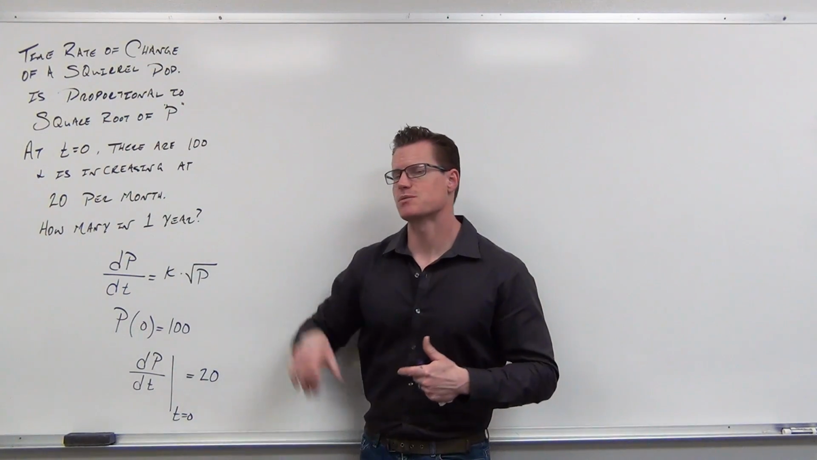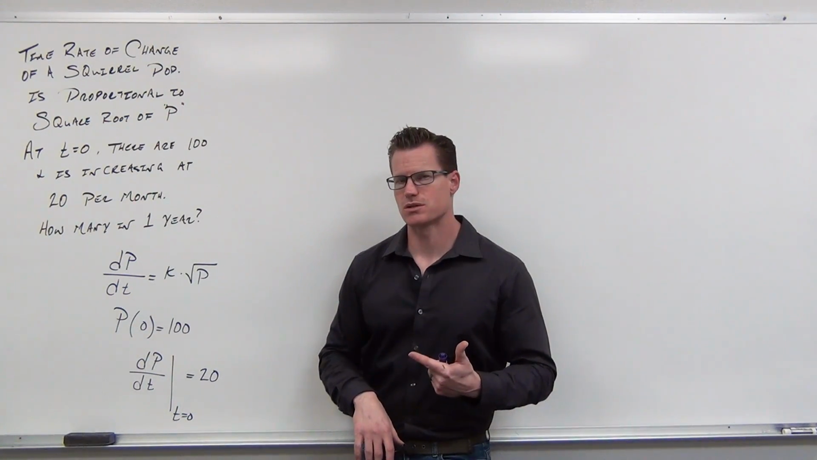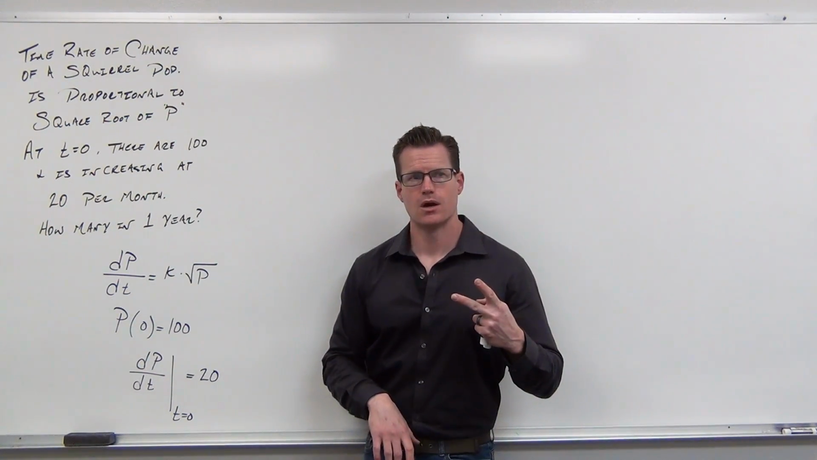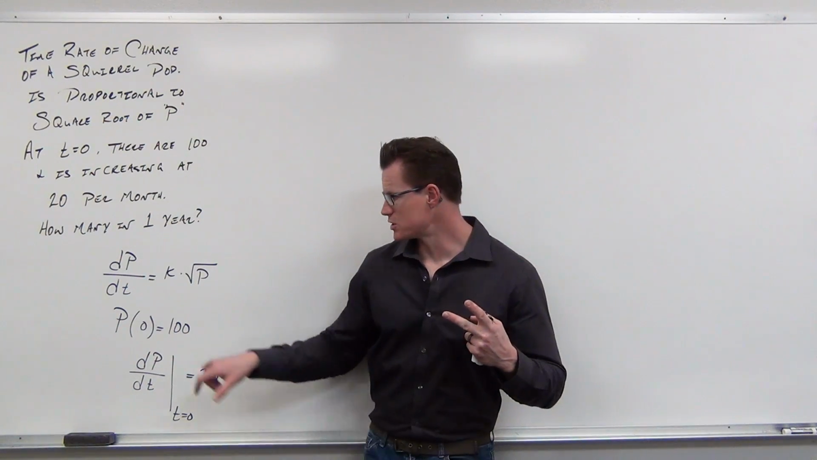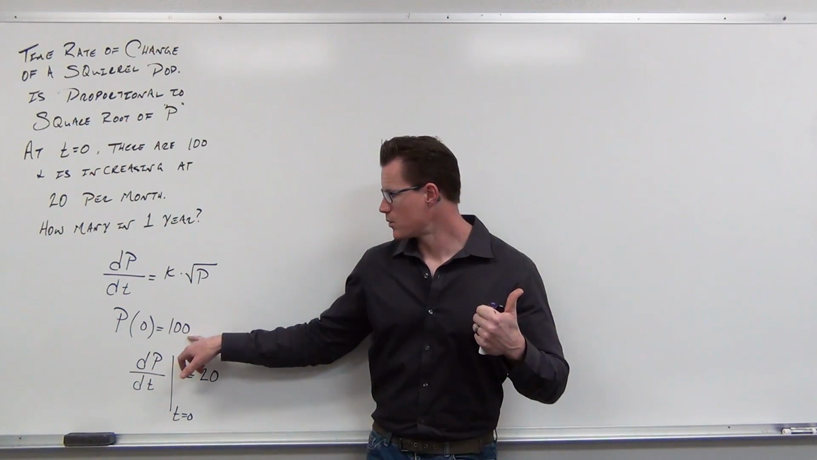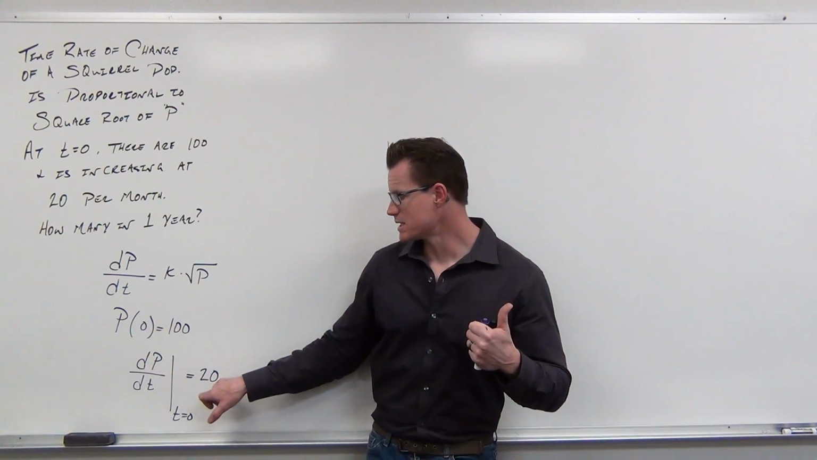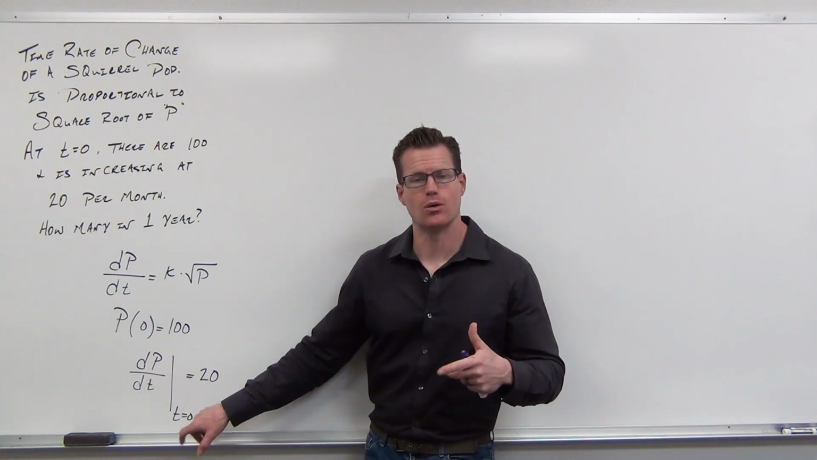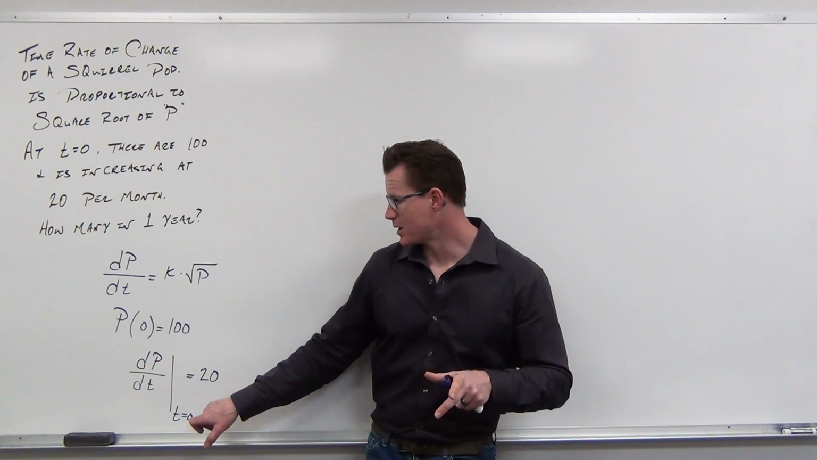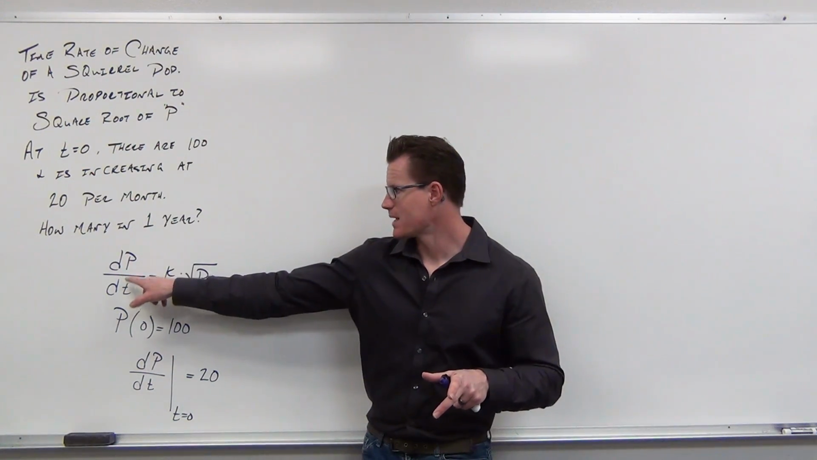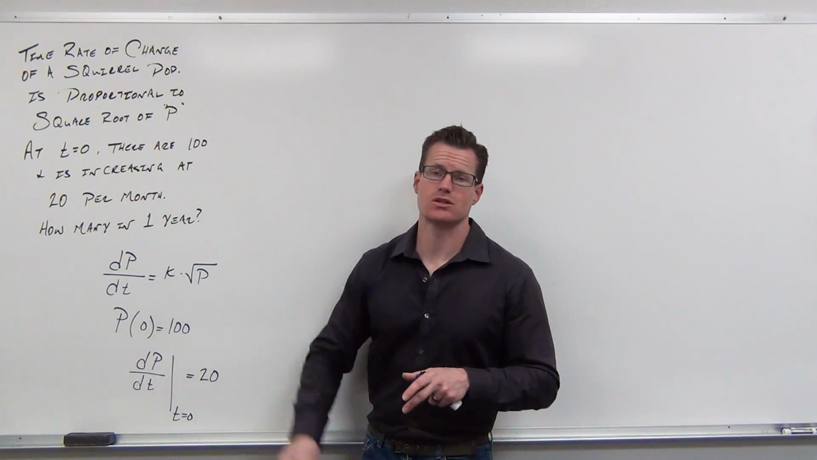Great. But then we get to some other information. At time equals 0, we have two things going on here. We have that the initial population is 100. Fantastic. We also have that the change in population with respect to time is 20. That's at time 0. What that means is that we can plug in the 20 and the 100 and we can solve for k right now.